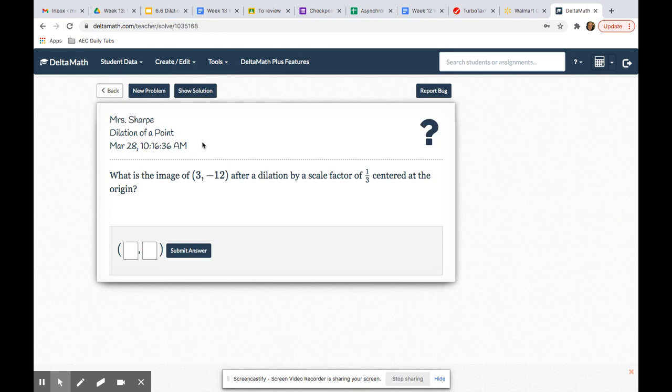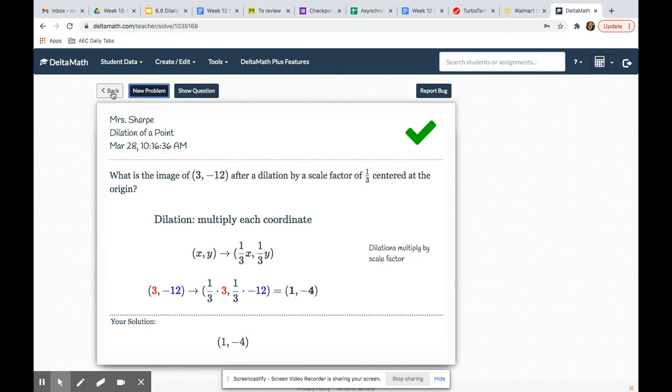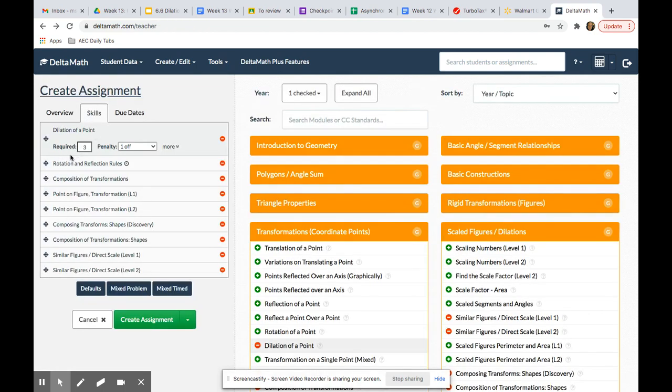The first thing you're going to be asked to do is to find the dilation of a point. What is the image of this point after a dilation by a scale factor of 1/3? Remember, you just multiply each of these by 1/3. So 3 times 1/3 is 1, and negative 12 times 1/3 is negative 4. Okay, so that's what you do there on that section. There's 3 of those.